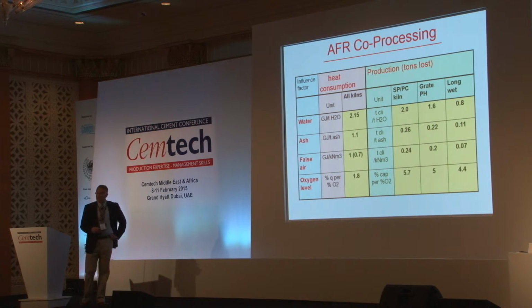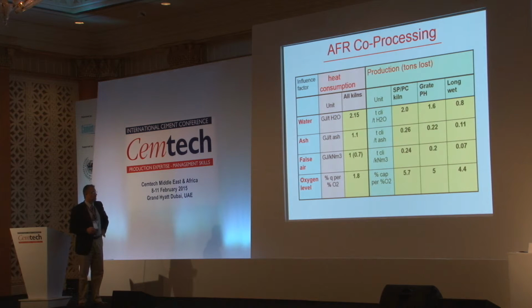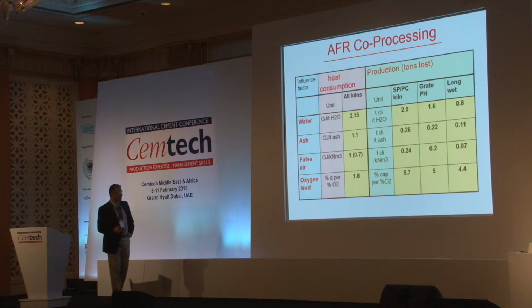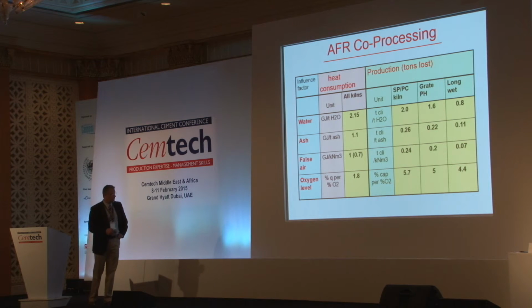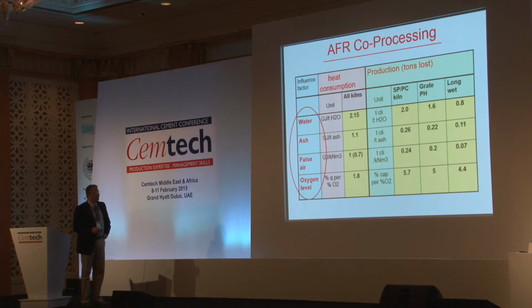And that's the AFR co-processing, and that was the question asked before. The effect of water content on heat consumption: what would happen to heat consumption, and also the production loss. When the alternative fuels have higher water and ash content, then they have to be paid for or have a gate fee, whereas the false air and oxygen level can be optimized or reduced through process and combustion improvement. So these are the 4 main criteria. This slide was presented before, and heat consumption would normally go up and production would go down.